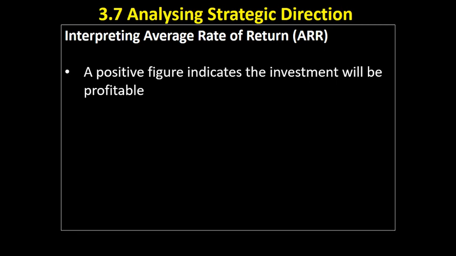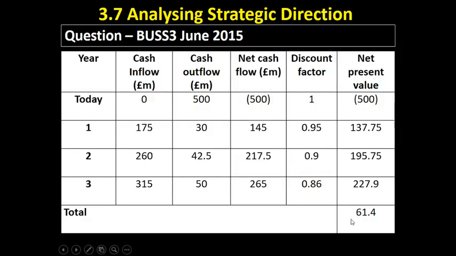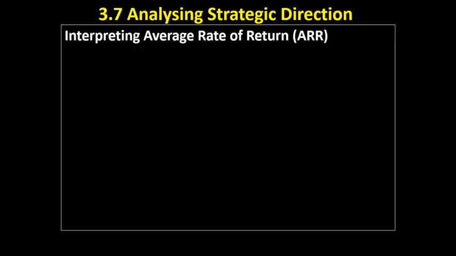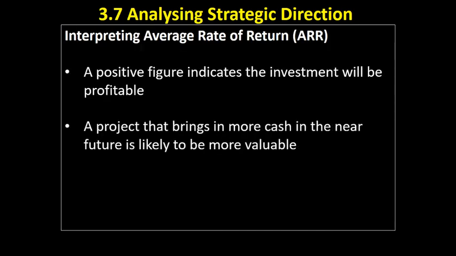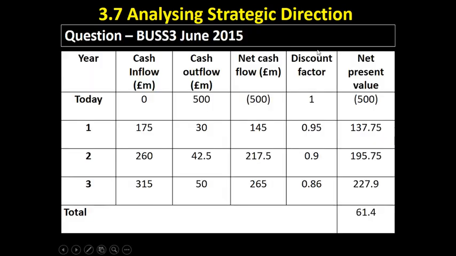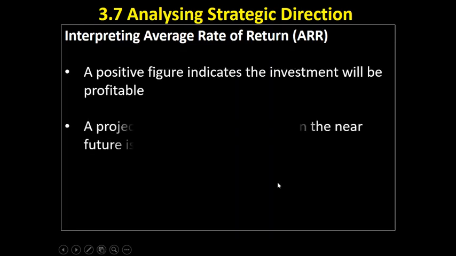Well, as I've just mentioned, because we're coming out with a positive figure of 61.4 million, we know that this project should be profitable if our figures are correct. A project that brings in more cash in the near future is likely to be more valuable than one that brings in cash later on. Because money gets less valuable the further you go into the future, it's better to get more money today. So projects that bring in more money in the near future are likely to be more valuable than projects that bring in a lot of cash later on.